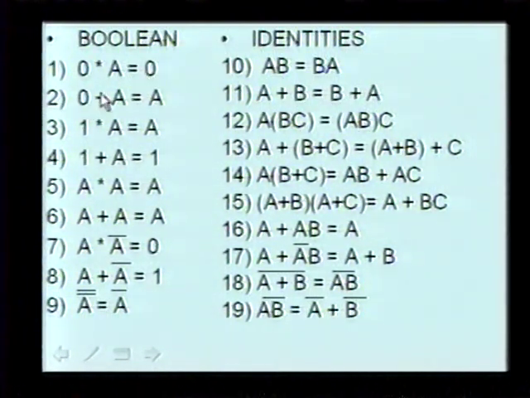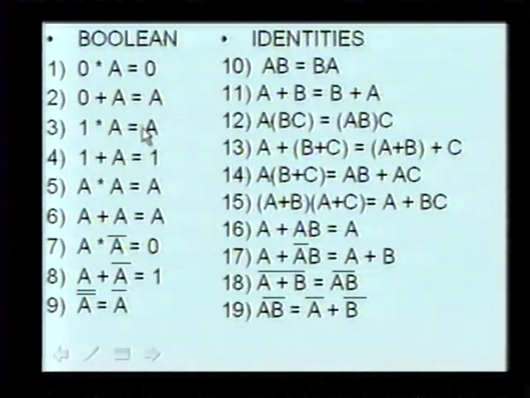The second one is 0 ORed with A. So in this example, any 1 in will give you a 1 out. So if you're ORing this with 0, whatever A equals will be the result. So if A is equal to 0, then 0 ORed with 0 equals 0, but A was equal to 0, so it always equals A. So you can use these to simplify expressions.